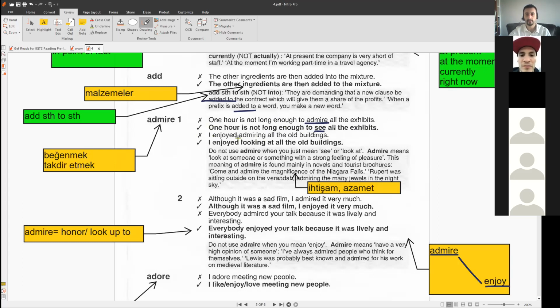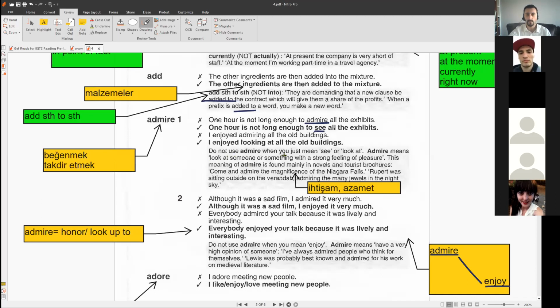Yes, please, Altan. I enjoyed admiring all the old buildings. I enjoyed looking at the old buildings. Thank you so much. So as you see here, in Turkish, admire means beğenmek or takdir etmek. Whenever you see or look, it is in normal situations like this. But whenever you admire, you look at it with, wow, look at this. You see, it's not at the normal level, it's a higher level of watching or seeing with excitement or special emotions.